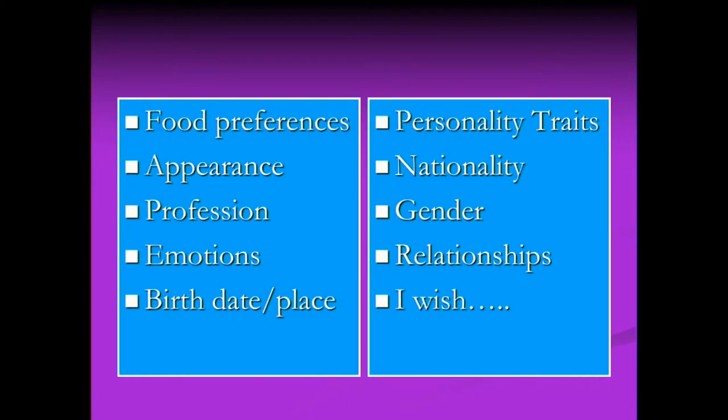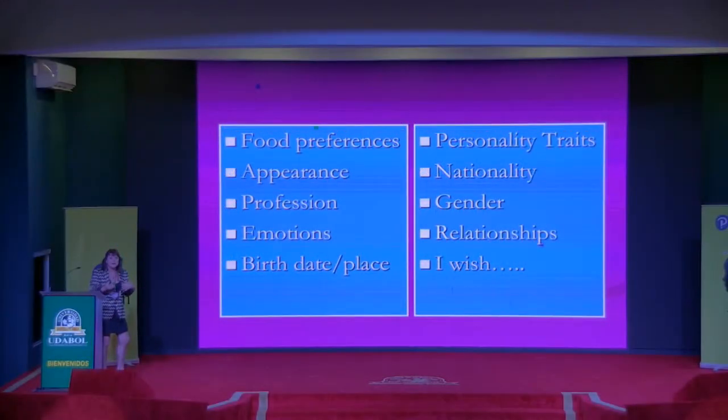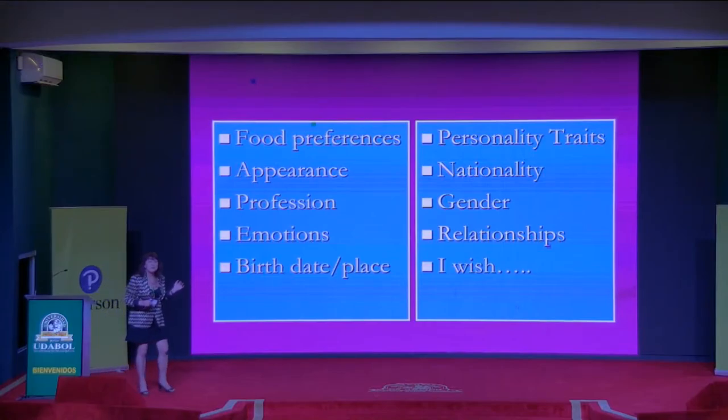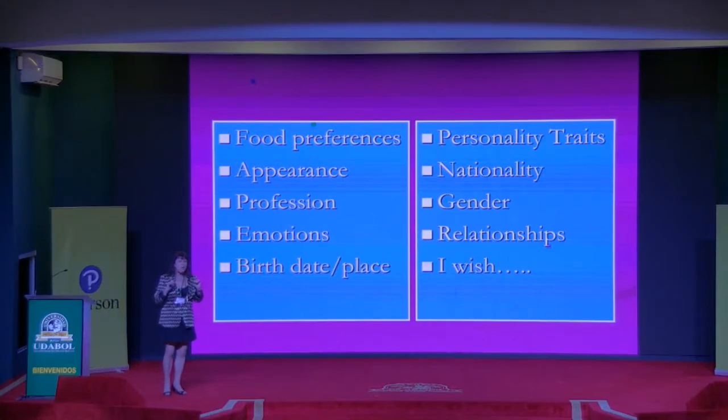This lady was a Scottish lady, or maybe is a Scottish lady, and she talked about food preferences on one spider arm, appearance, profession, emotions, how she really operated as an emotional being, her birth date and birthplace, personality traits, nationality, gender, relationships, and her dreams. She spoke about her dreams on one spider arm. Where am I going? What do I want to get to?